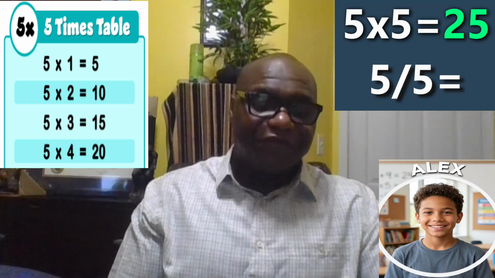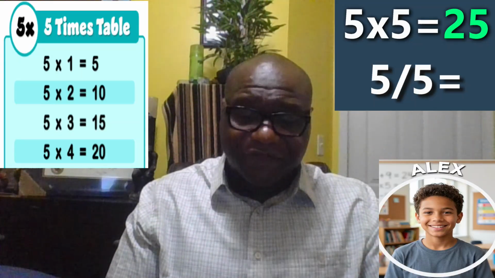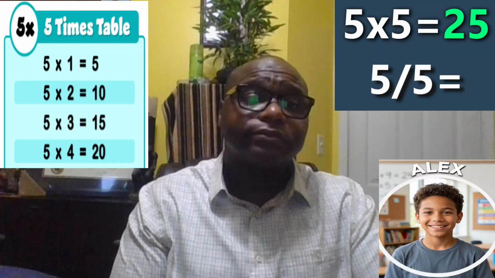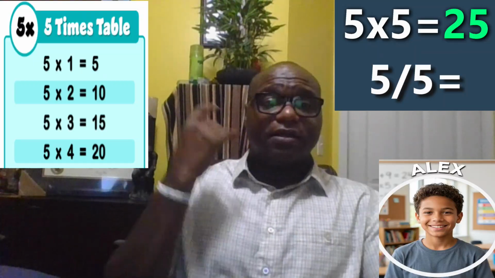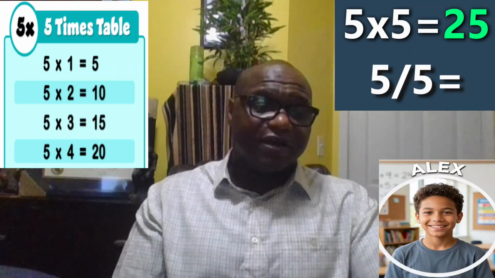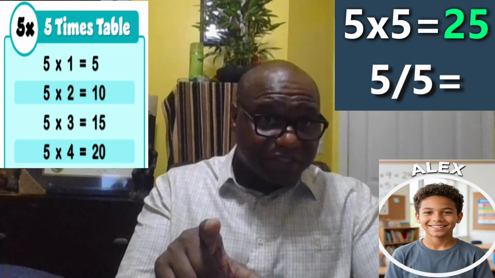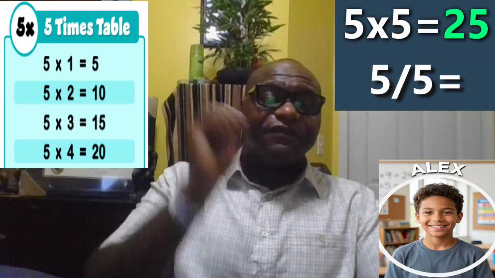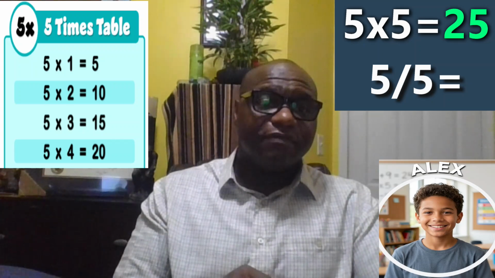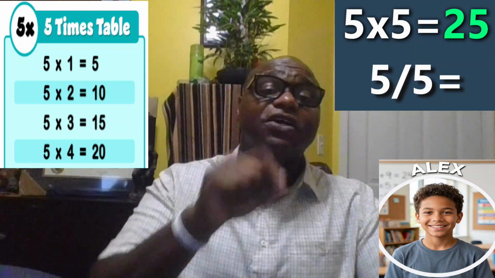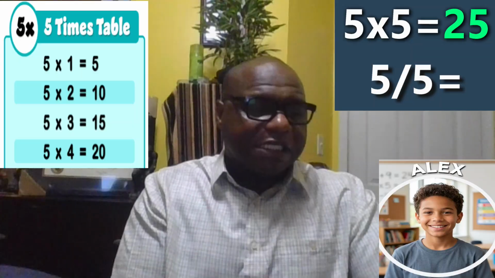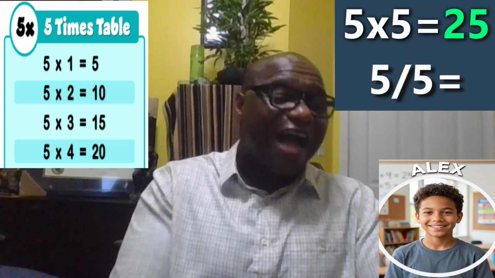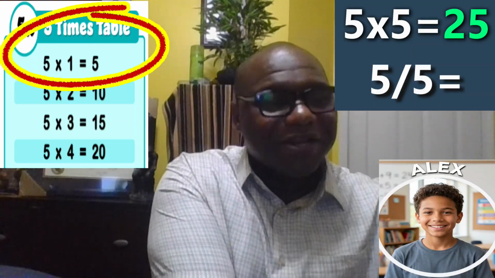All right, 5 divided by 5. How many times can 5 go into 5? Okay, so we know 5 times 5 is 25, but that's division now. We got the division. All right, so how we do that? Okay, so go to your 5 tables. 5 times what is 5? 5 times 1 is 5. Okay, so if 5 times 1 is 5, how many times do you think 5 can go into itself? 5 can only go into itself 1 time. Right. Write down your 1.